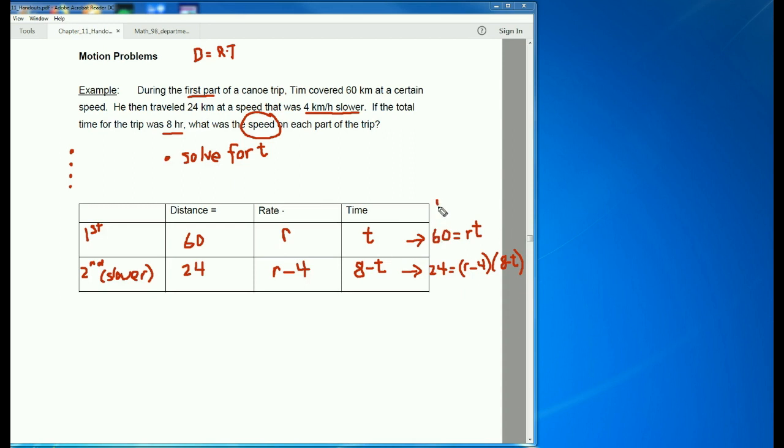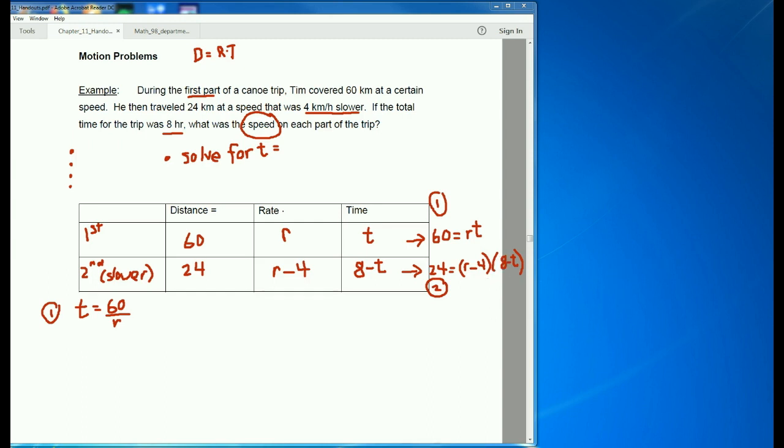All right, so this is my equation number 1. Let me come down here. I want to solve that for t equals what? Well, that's easy. All I have to do is divide both sides by r. So I end up with t equals 60 over r. And then I have equation 2, this one: 24 equals r minus 4 times 8 minus t.